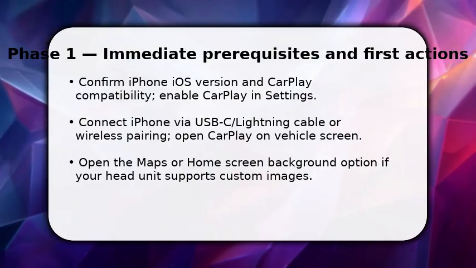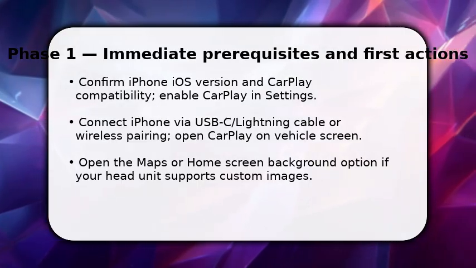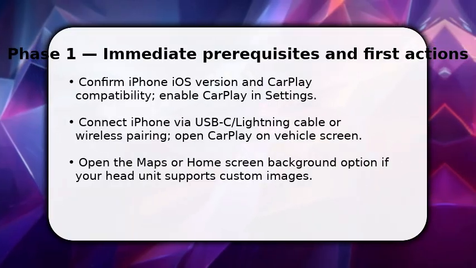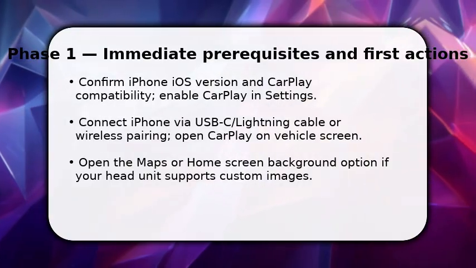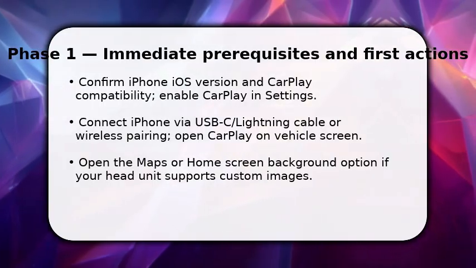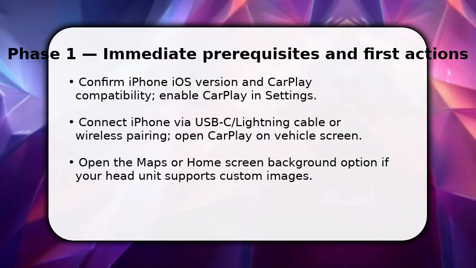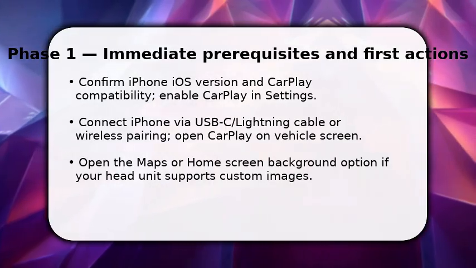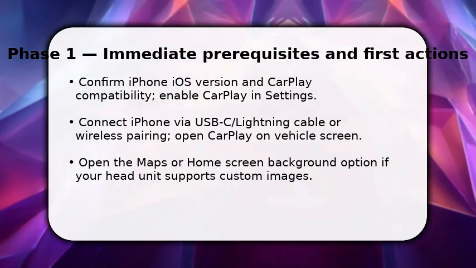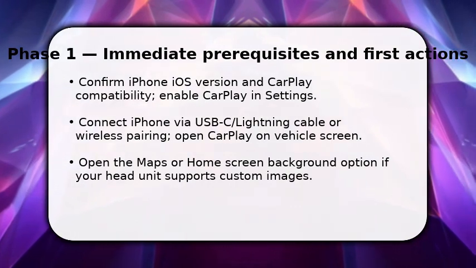You start by confirming your iPhone and vehicle support custom CarPlay backgrounds. This is crucial. Once confirmed, plug in the Lightning or USB-C cable or complete wireless pairing, then open CarPlay on your car display. Make sure to navigate to the screen where background or wallpaper is shown, often under Maps or Home. You do this immediately so you can change images instead of navigating menus later. It speeds the process and prevents accidental disconnects while you prepare the image.